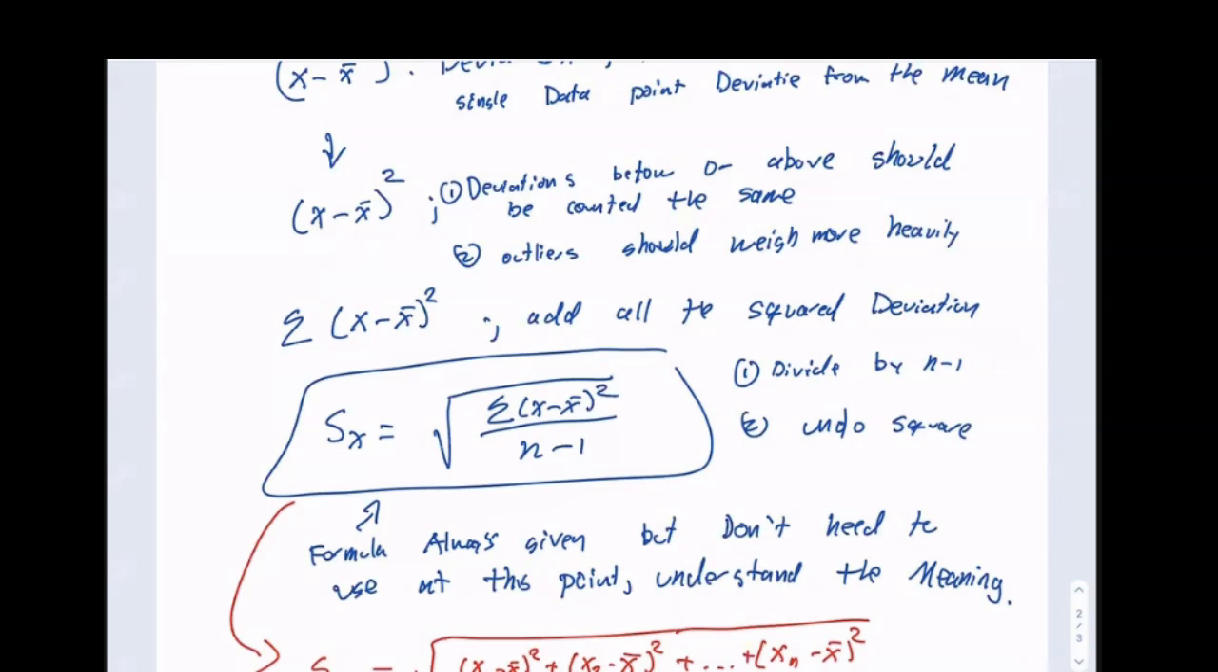And outliers are more problematic. Because when you square an outlier, if you take an outlier and subtract the average, you're going to get a big number, and a big number squared is a really big number compared to a little number squared. We want to take that into account.